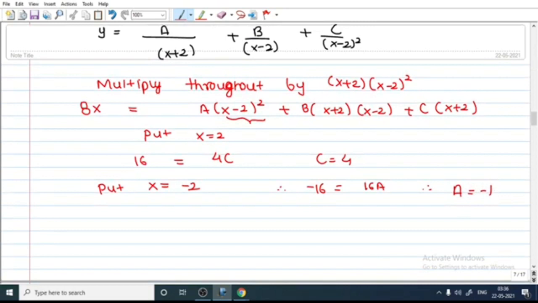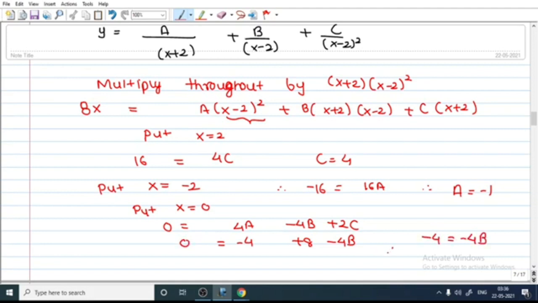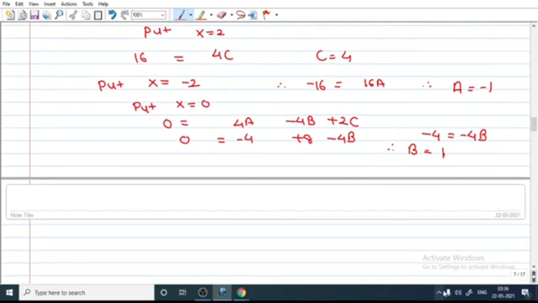Now lastly, what you can do, put x equals 0. The moment you put 0, this will be 0 equals 4a minus 4b plus 2c. Put a and c values, and you can see here minus 4, here it will be 8, 4 into 2, 8 minus 4b. So this is nothing but plus 4, which will go there and become minus 4 equals minus 4b, therefore b equals 1. We got a equals minus 1, c equals 4. So can we express y? Yes, we can properly express y now.